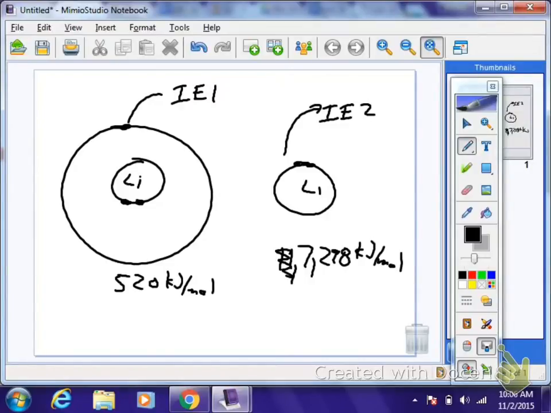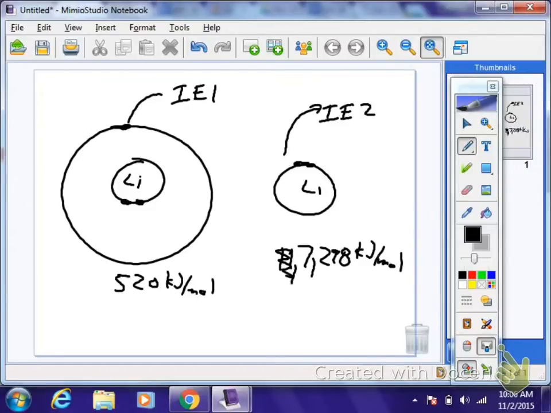Anybody know why? Because it has a full shell, it's more stable. Yep. If you take out the electron, it becomes unstable, so you have to keep it. Right. Full shells tend to be lower energy and lower potential energy, but there's also another reason we can actually see by looking at the model.